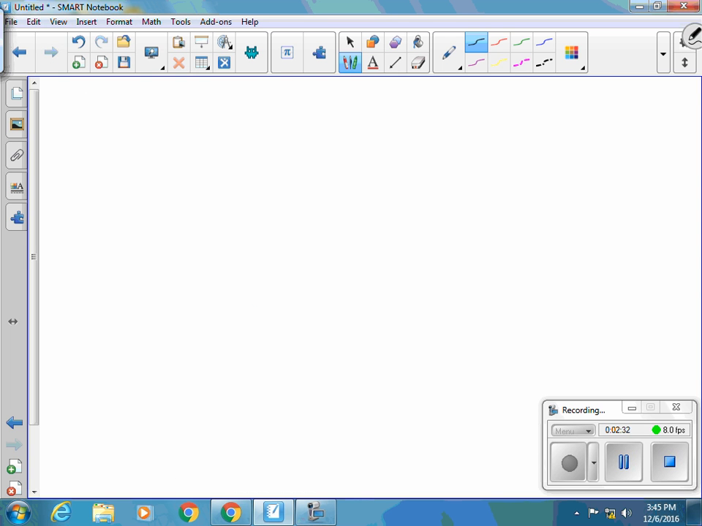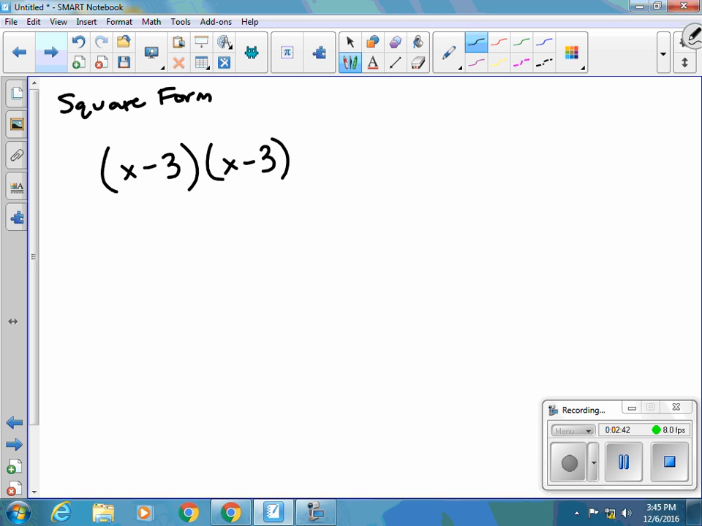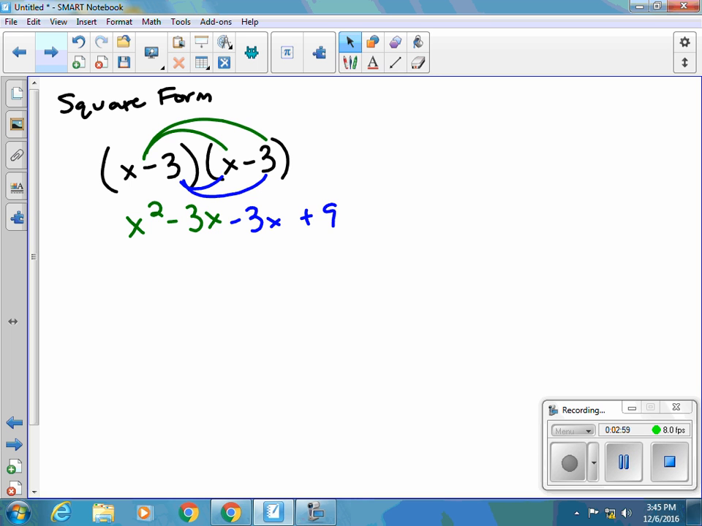Now if I have a square, that means the dimensions are the exact same. So I've got x minus 3 and x minus 3. I'm going to go ahead and distribute. So I've got x squared minus 3x minus 3x plus 9 to give me a final of x squared minus 6x plus 9.